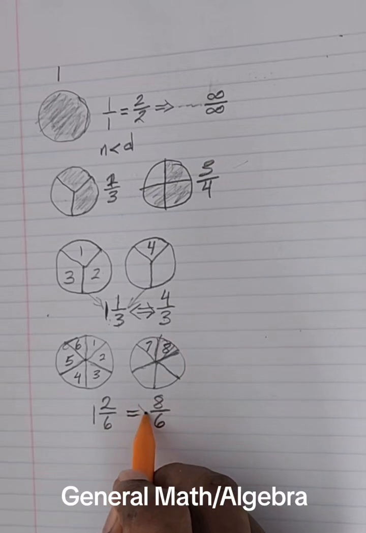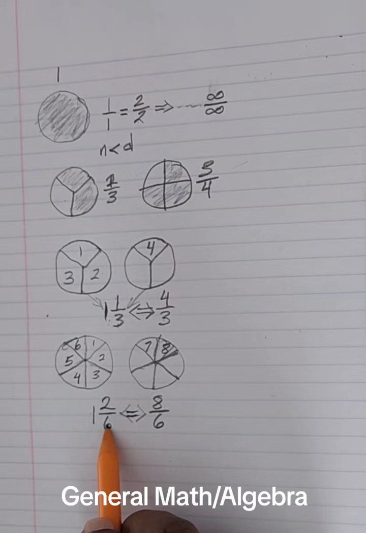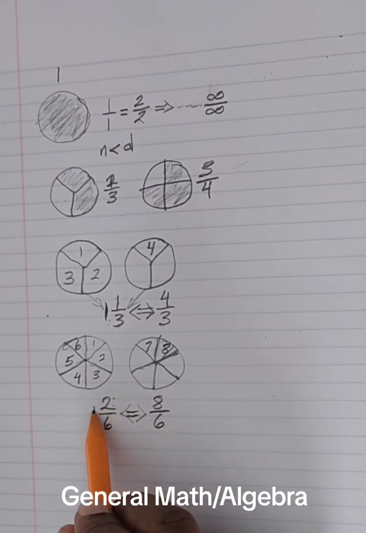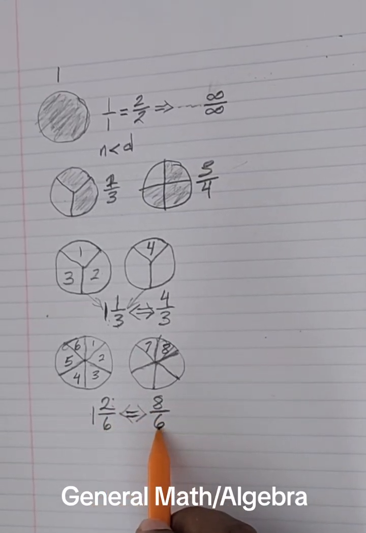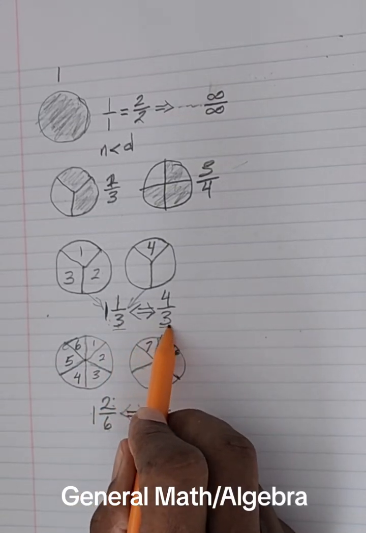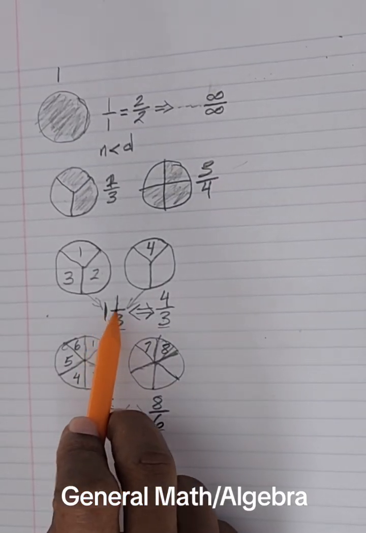How do we convert back and forth between these two? Well, going this way, 1 times 6 plus 2. That's 6, 7, 8. 1 times 6 plus 2 is 8/6. Don't change this ever. This always stays the same. This never changes when you're converting here to here.